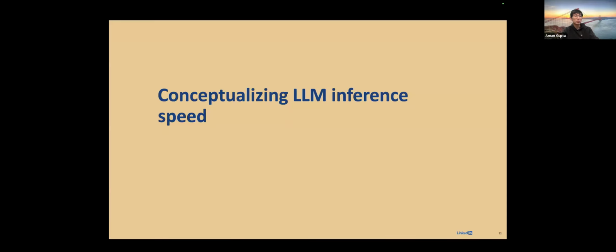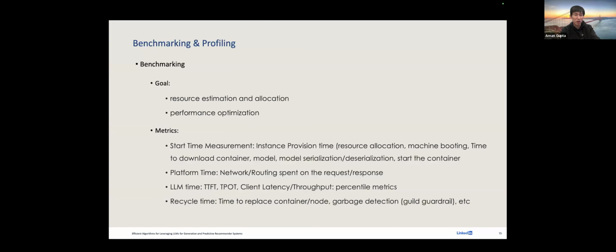So before we can improve inference, we first need to understand and measure where time and resources are spent. This needs thorough benchmarking and profiling. The goal of the benchmarking is twofold. The first is resource estimation and allocation, where we try to understand how much compute, memory, and network are needed. The second is performance optimization, where we try to identify bottlenecks and opportunities for acceleration. Several key metrics are critical when benchmarking LLM inference pipelines.